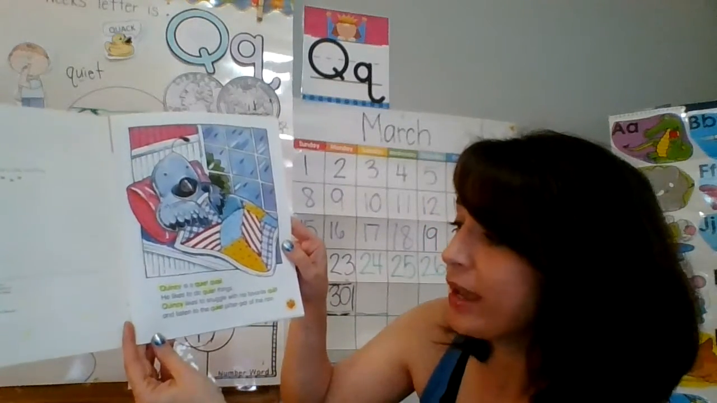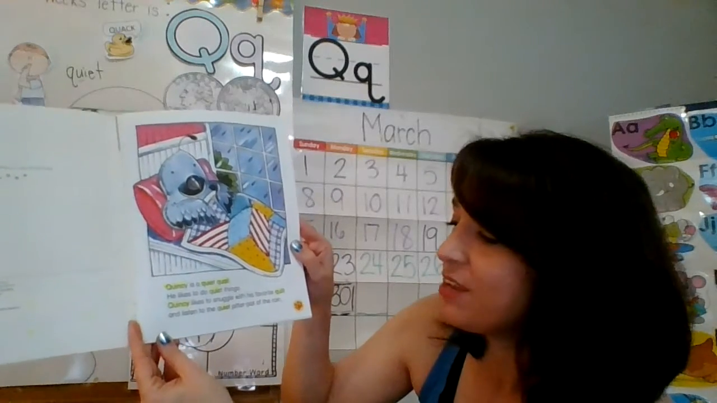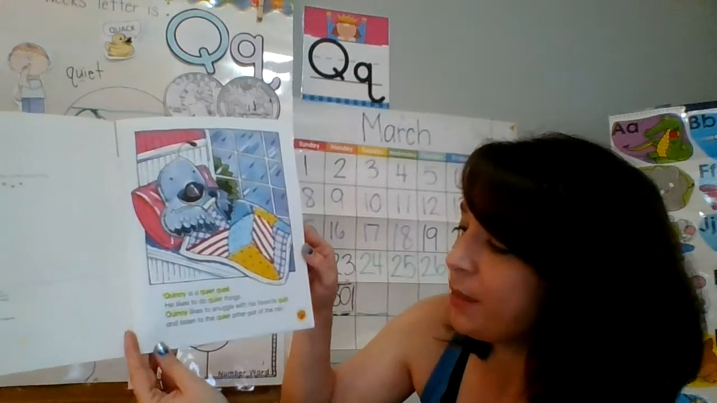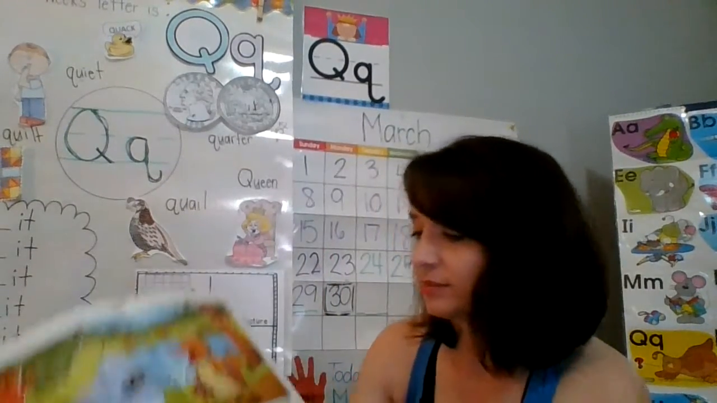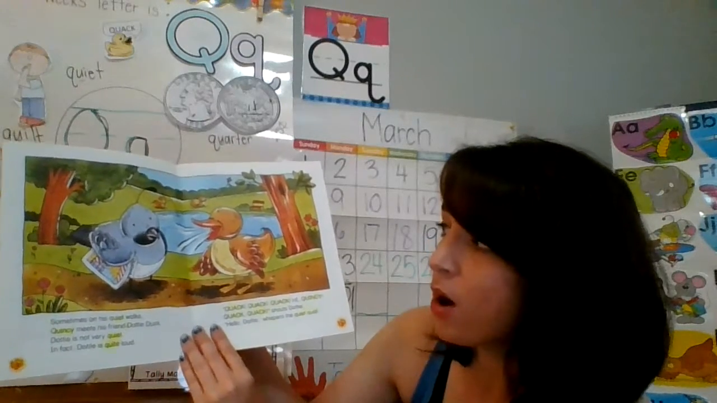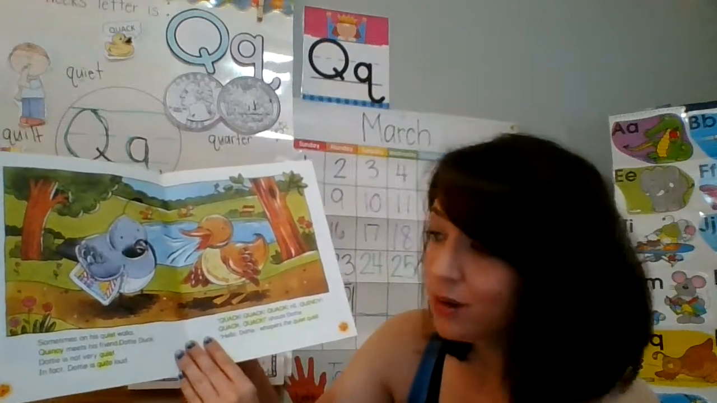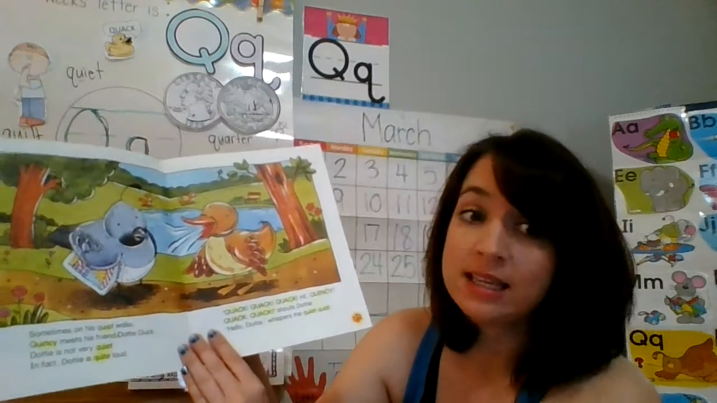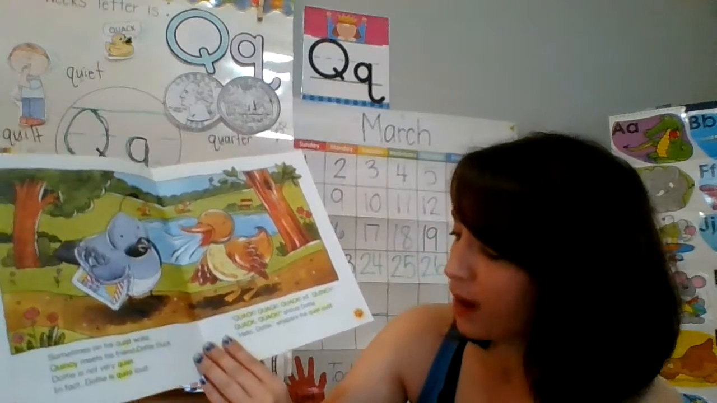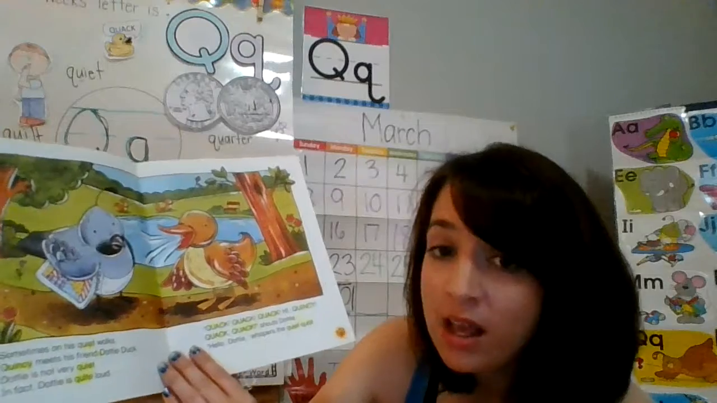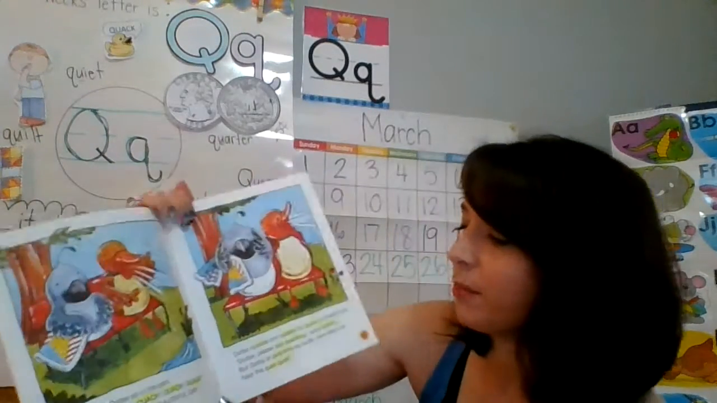Quincy is a quiet quail. He likes to do quiet things. Quincy likes to snuggle with his favorite quilt and listen to the quiet pitter-patter of the rain. Sometimes on his quiet walks, Quincy meets his friend, Dotty Duck. Dotty is not very quiet. In fact, Dotty is quite loud. Quack, quack, quack. Hi, Quincy. Quack, quack, shouts Dotty. Hello, Dotty, whispers the quiet quail.